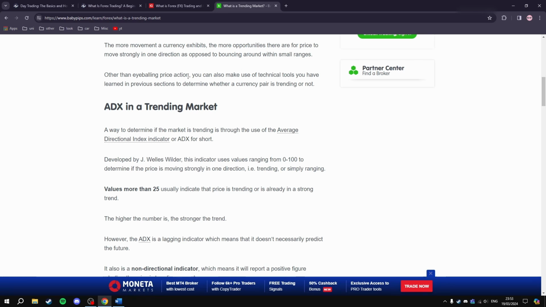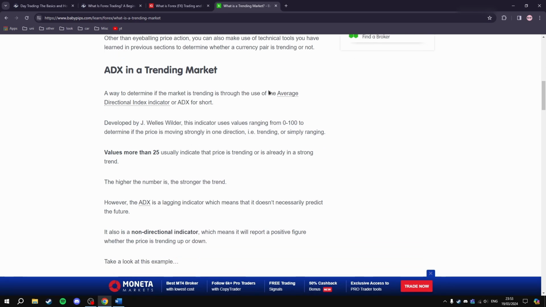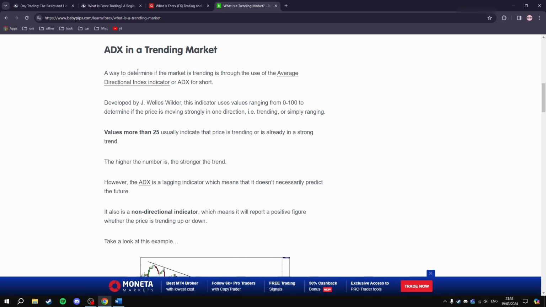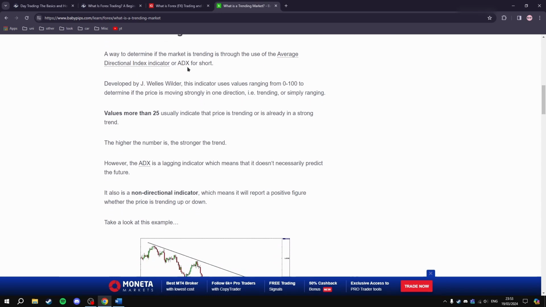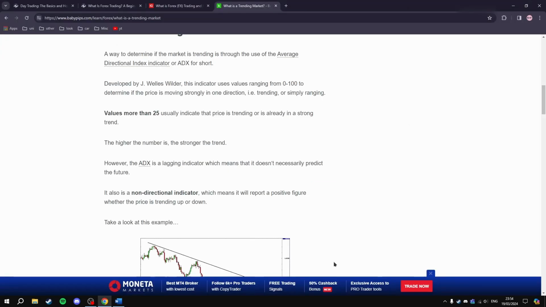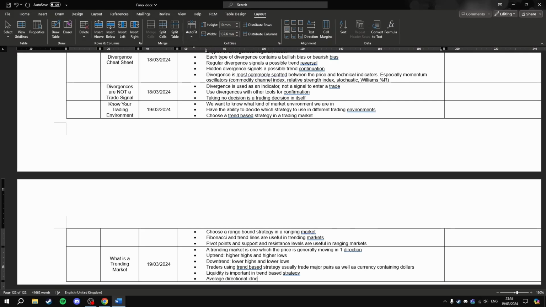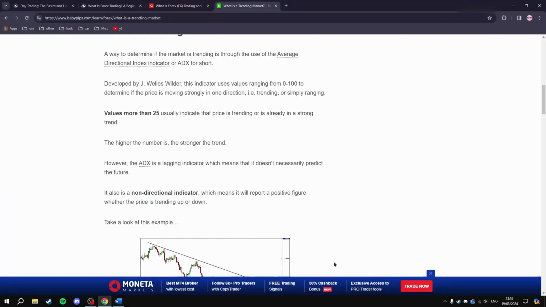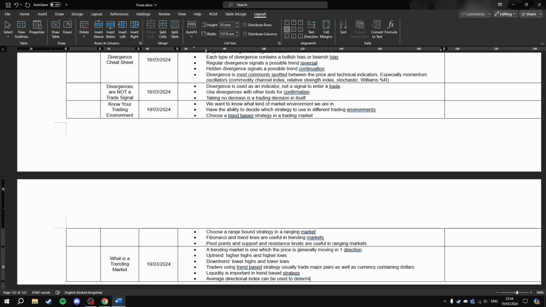Other than eyeballing price action, you can also make use of technical tools you have learnt in the previous sections to determine whether a currency pair is trending or not. ADX in a trending market. A way to determine if the market is trending is through the use of the average directional index indicator, or ADX for short.